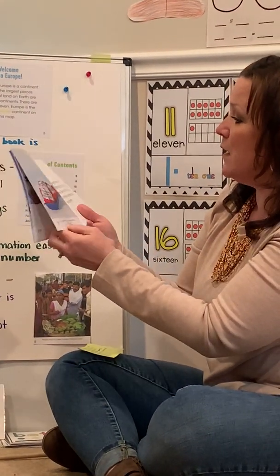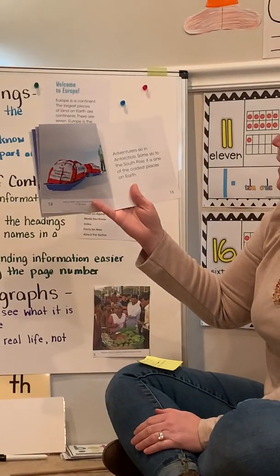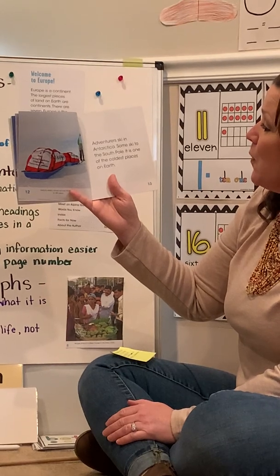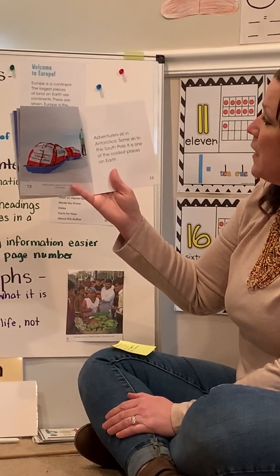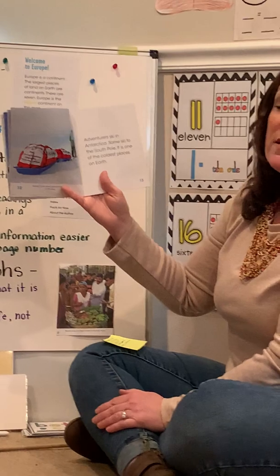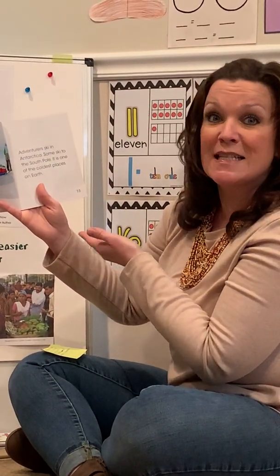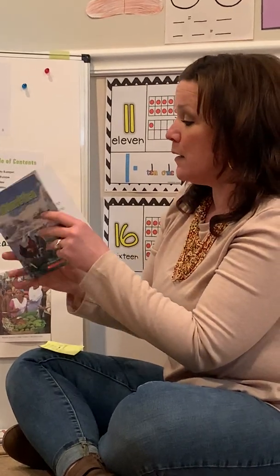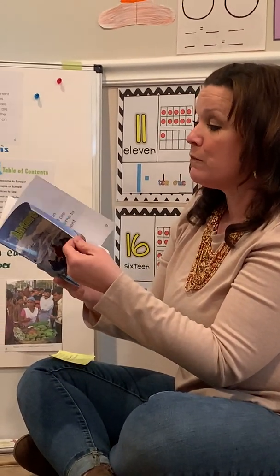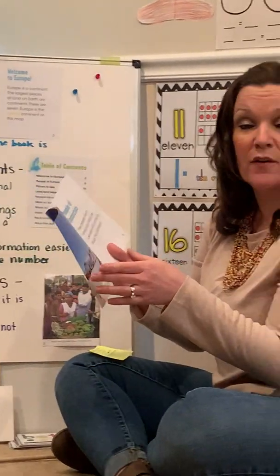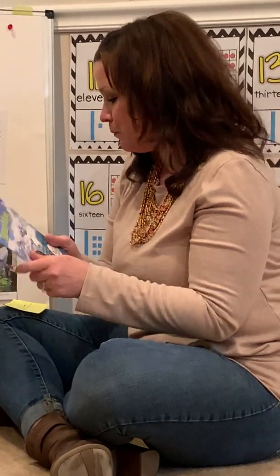And the last page we're going to explore, friends, is this one. Adventurers ski in Antarctica. Some ski to the South Pole. It is one of the coldest places on Earth. What do the people of Antarctica do? Well, they go there to ski. So we learned, using the heading as our main topic of people of Antarctica, several different things about the people that go there. They're visitors, scientists, and skiers.